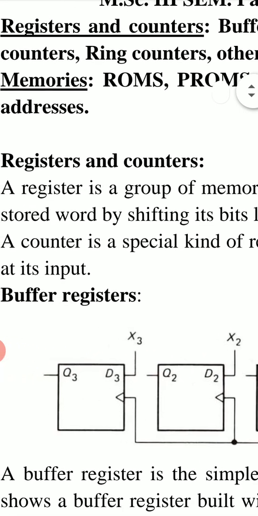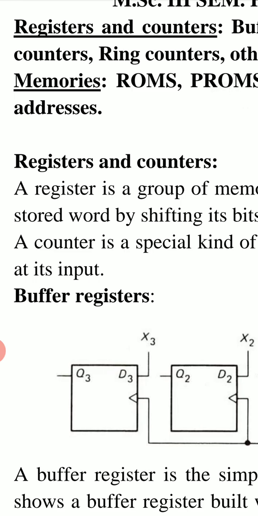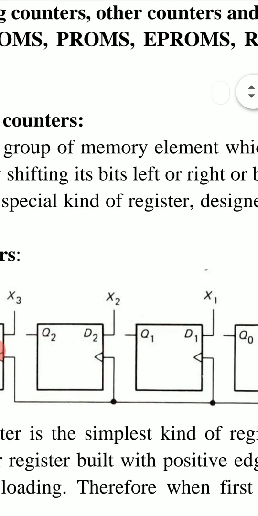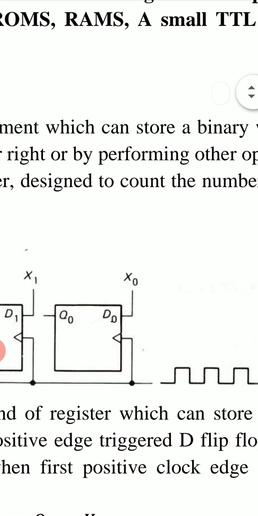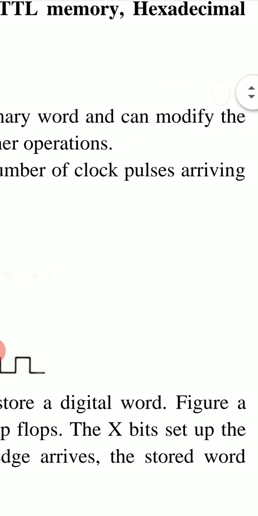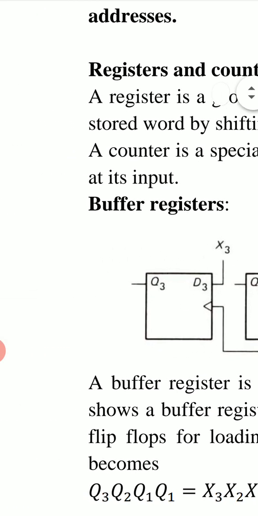So, registers are devices which can store binary words, and this word can be modified. A counter is a special kind of register designed to count the number of clock pulses arriving at its input.